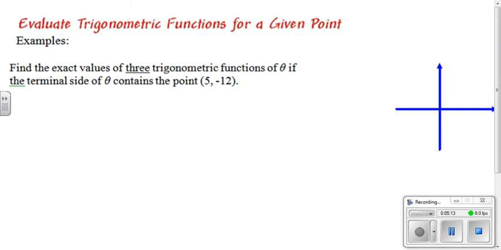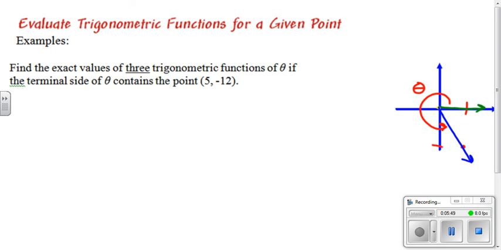So if we wanted to find just 3 trigonometric functions of theta, if the terminal side of theta contains the point 5, negative 12, well, 5 would be about there, positive x, negative 12. So it looks like this is where our point's going to be. Our vertex is right at the origin. Initial side, terminal side goes right through the point. So here is our given theta. That's our angle again. It'll look really similar to what we had last time.